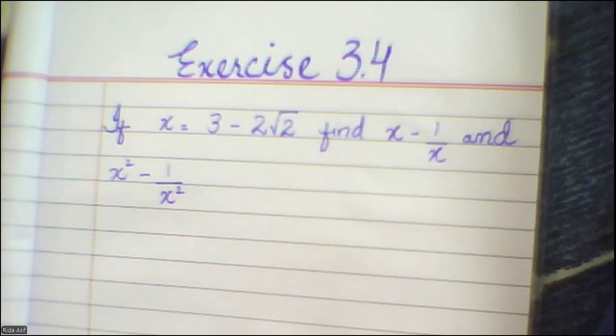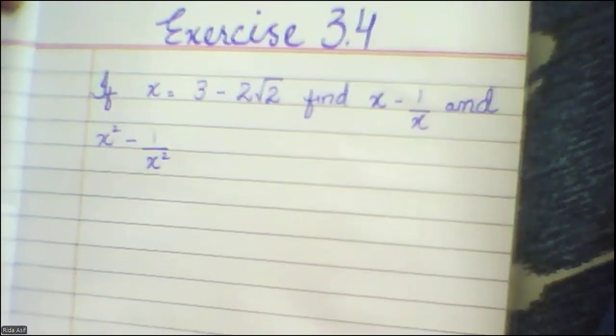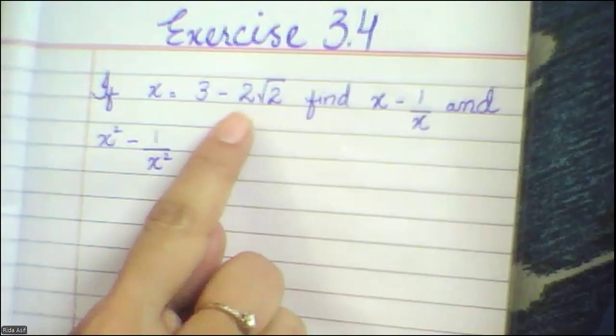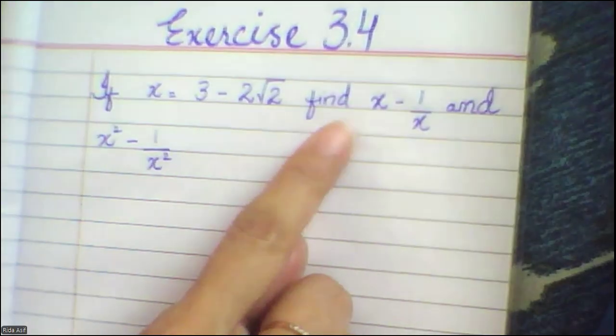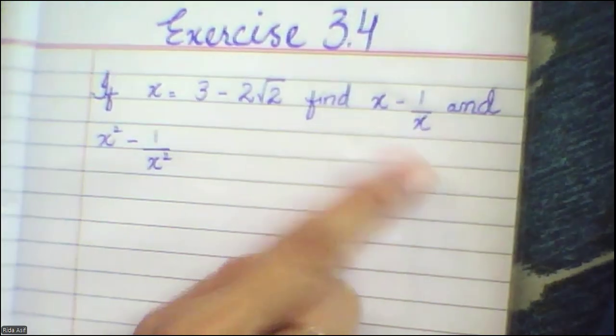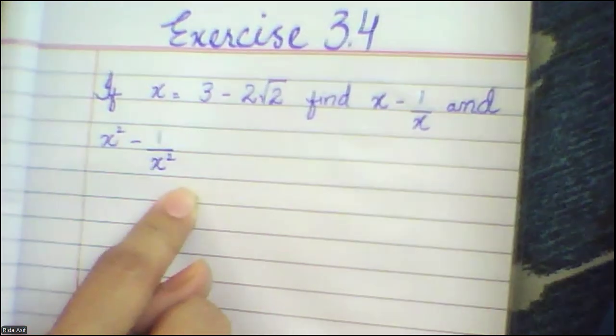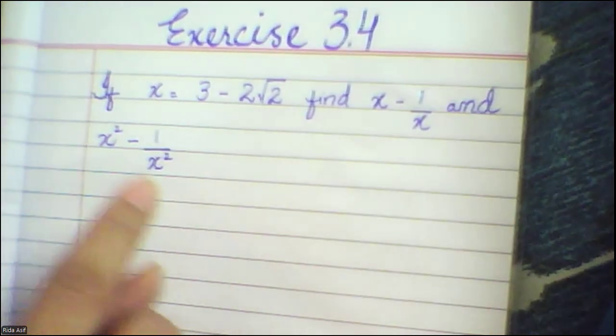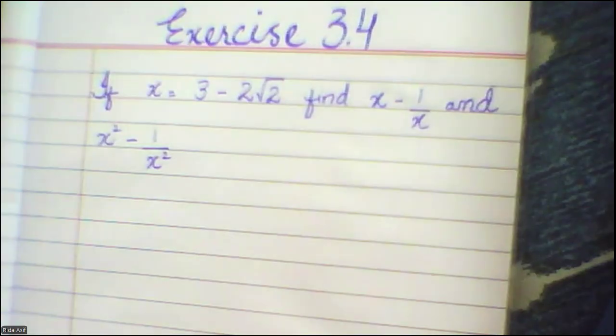So let's solve this question together. So, my dear ones, the question is: if x is equal to 3 minus 2 root 2, find x minus 1 upon x, and x squared minus 1 upon x. So, let's solve it together.